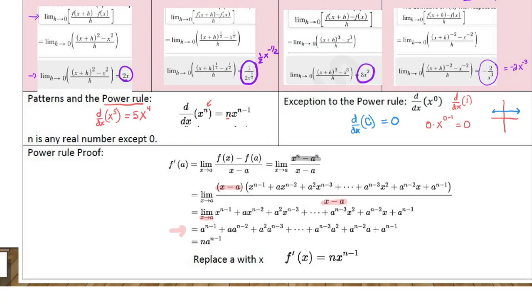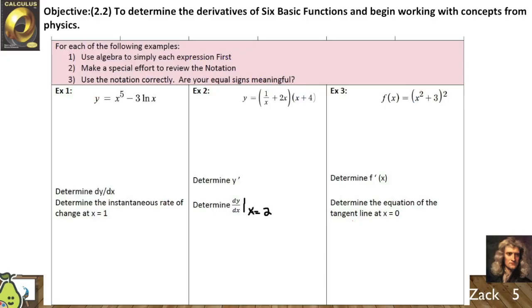Now we're going to take these power rules and the derivative of a constant and apply them to some new functions. As we look at our examples, what I need you to remember is that the only two rules we know right now are that the derivative of a constant is equal to 0, and the derivative with respect to x of x to the n is n times x to the n minus 1. So those are the only two things that we can do.